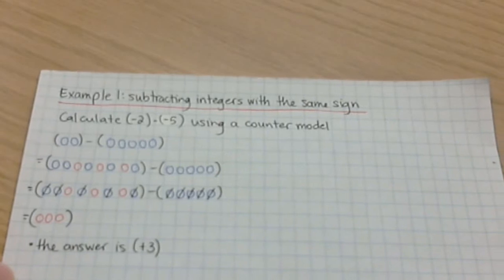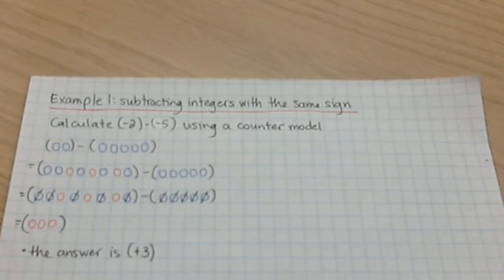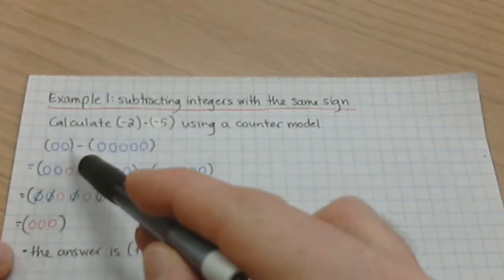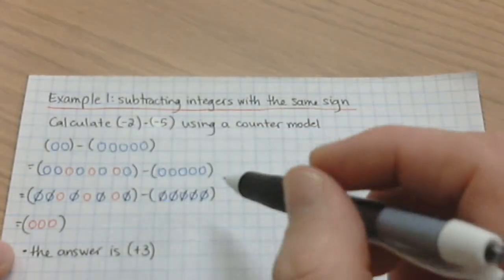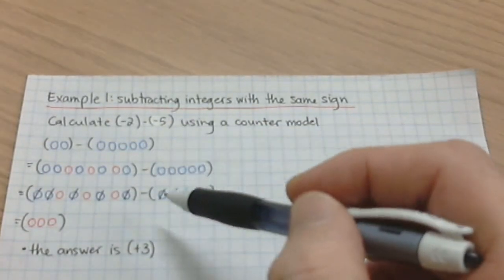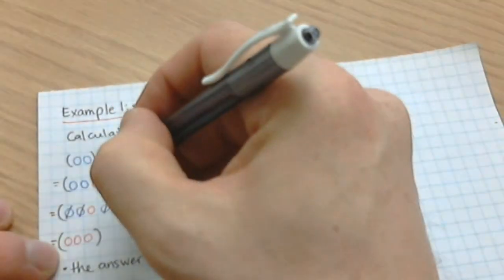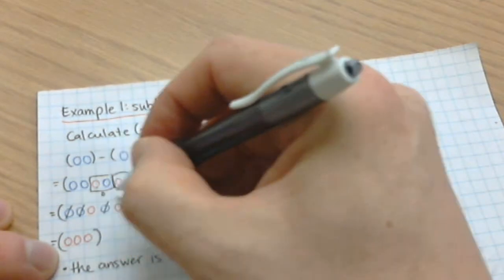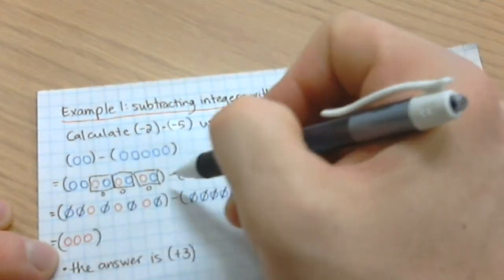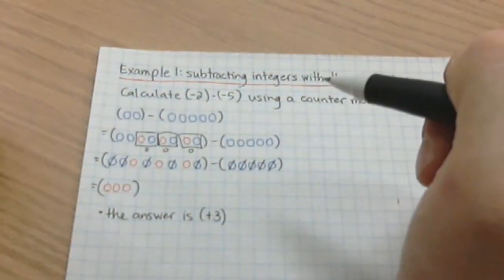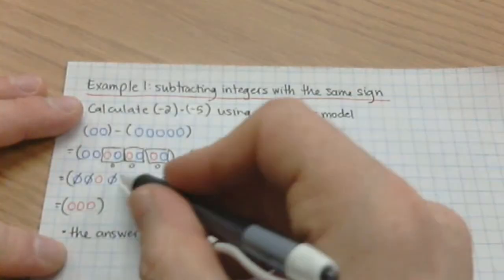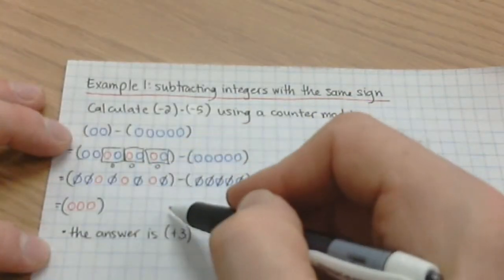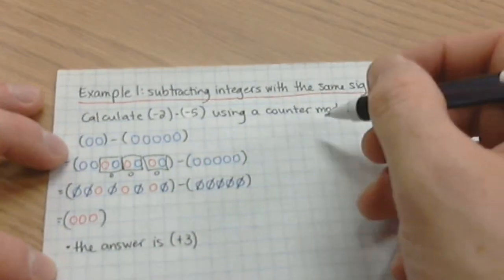In this example, I'm going to be subtracting integers with the same sign. I have the question -2 minus -5, and I'm going to use the counter model. I have 2 blues here, and I'm being told to take 5 away, but I don't have 5. So I add in my zero pairs. I've added in 1, 2, 3 zero pairs. That still equals 0, so the overall value of the stuff inside the bracket is still -2. But now I can take away these 5 blue counters, and what I'm left with is 3 red ones.